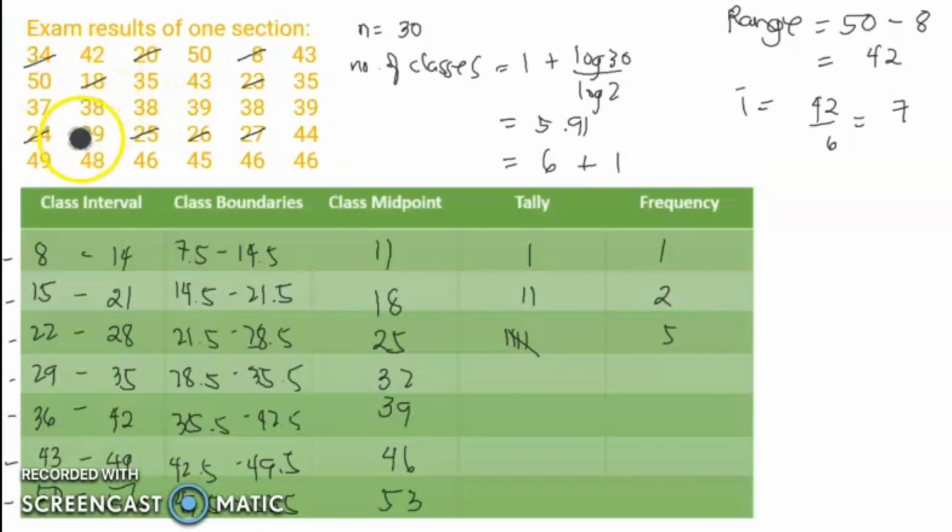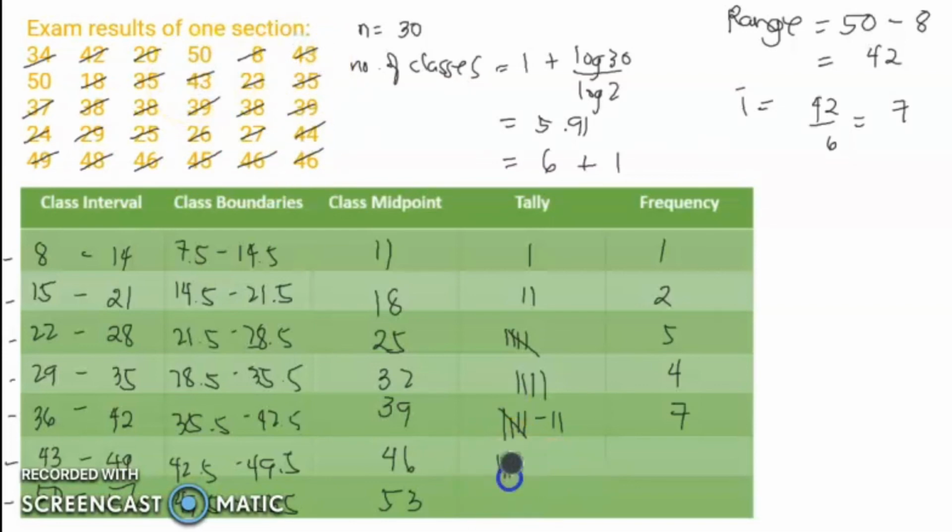29 to 35. 1, 2, 3, 4. So we only have 4. Then 36 to 42. 1, 2, 3, 4, 5, 6, 7. How about 43 to 49? 1, 2, 3, 4, and so on, so we have 9. Then 50 to 56: 1, 2, 3, 4.